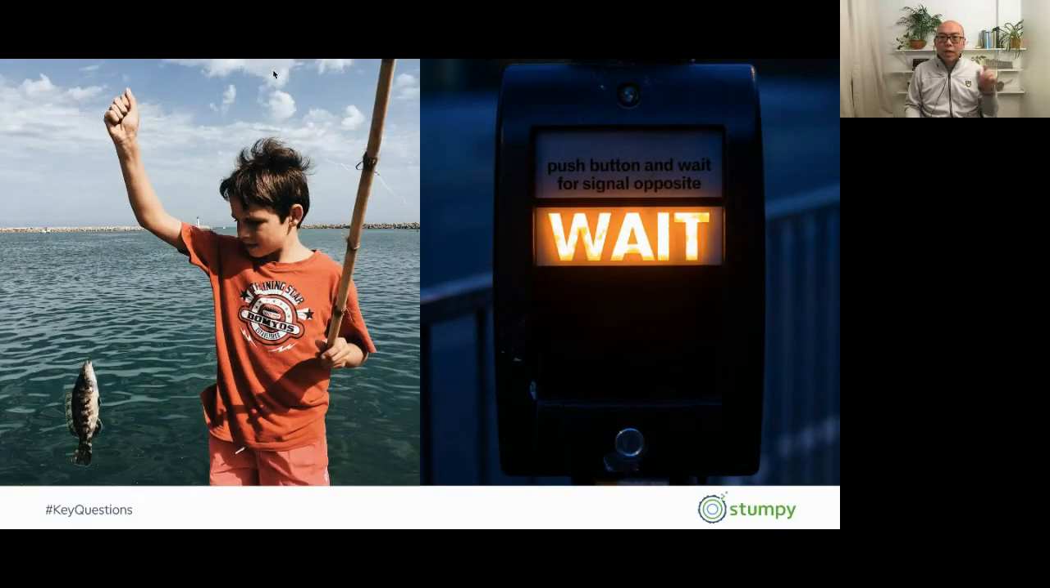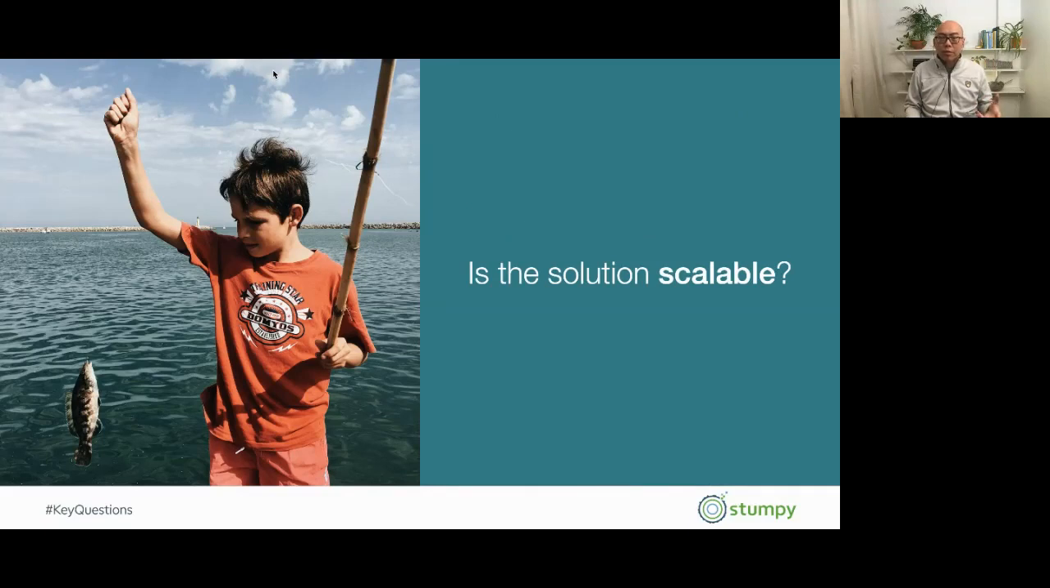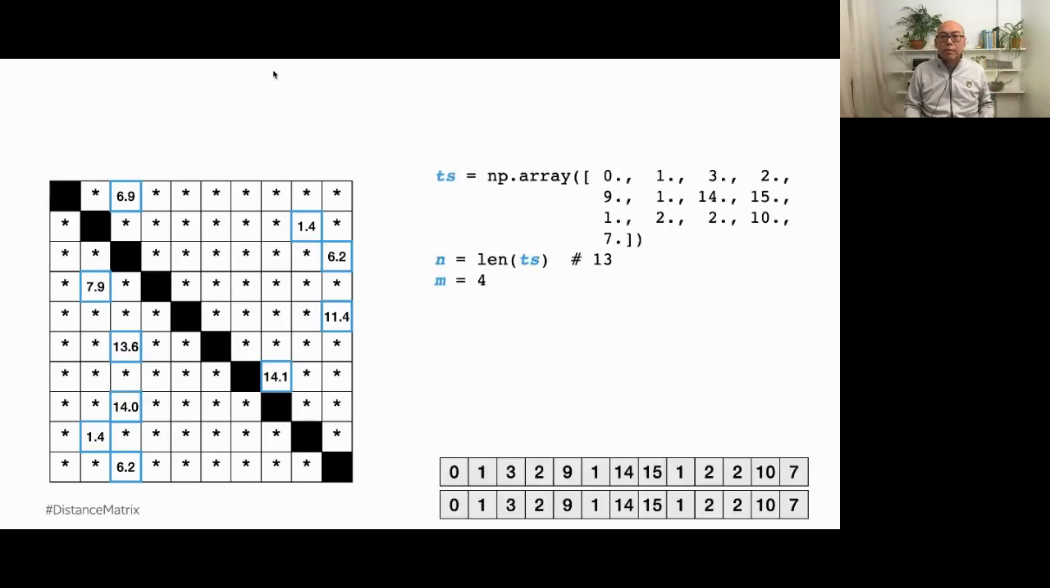But wait, there's got to be a catch, right? Just because it's simple and intuitive, we should really be asking ourselves a second question, which is: is this solution scalable to compute this distance matrix? So since we're at a Python conference, let's write some Python code to actually see what it takes to compute this distance matrix. We'll start off with our time series, TS, and these are our original 13 data points here. N is the length of our time series, and the length is 13. And then M is our subsequence length.